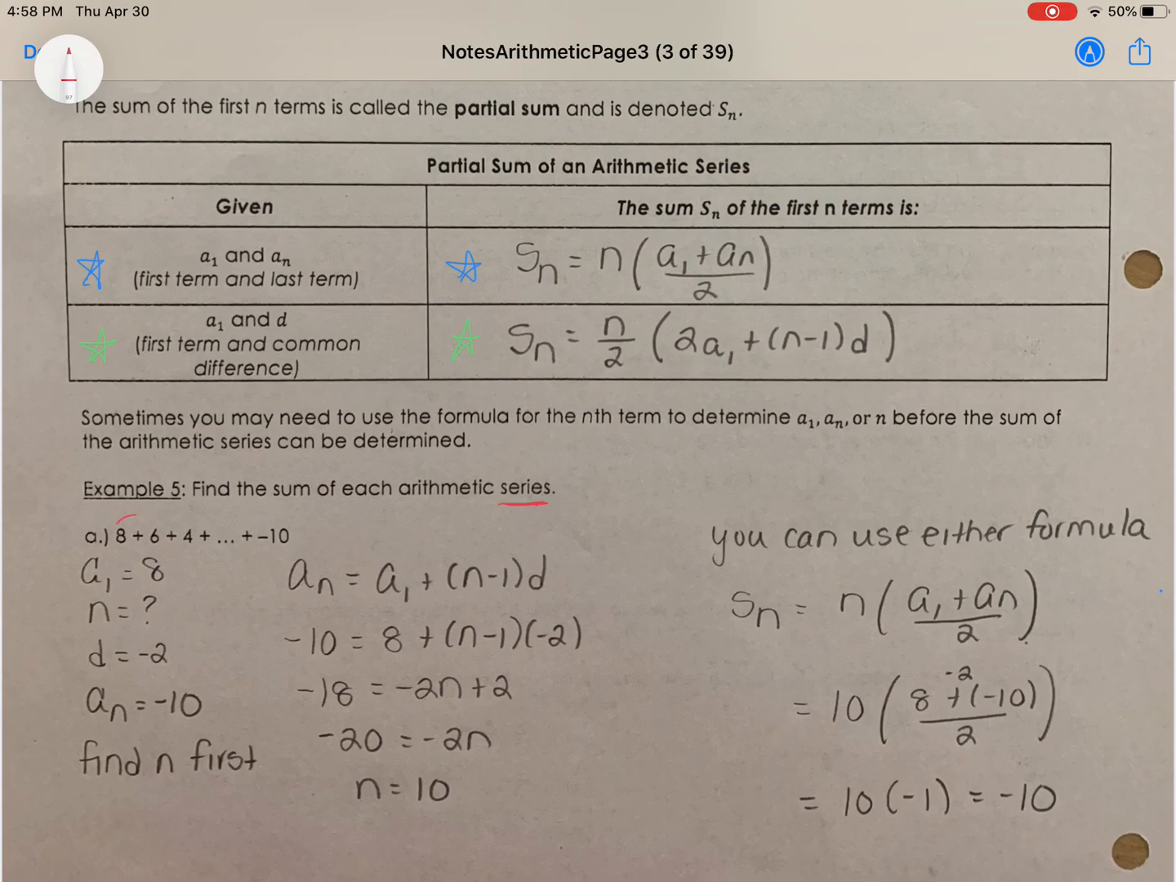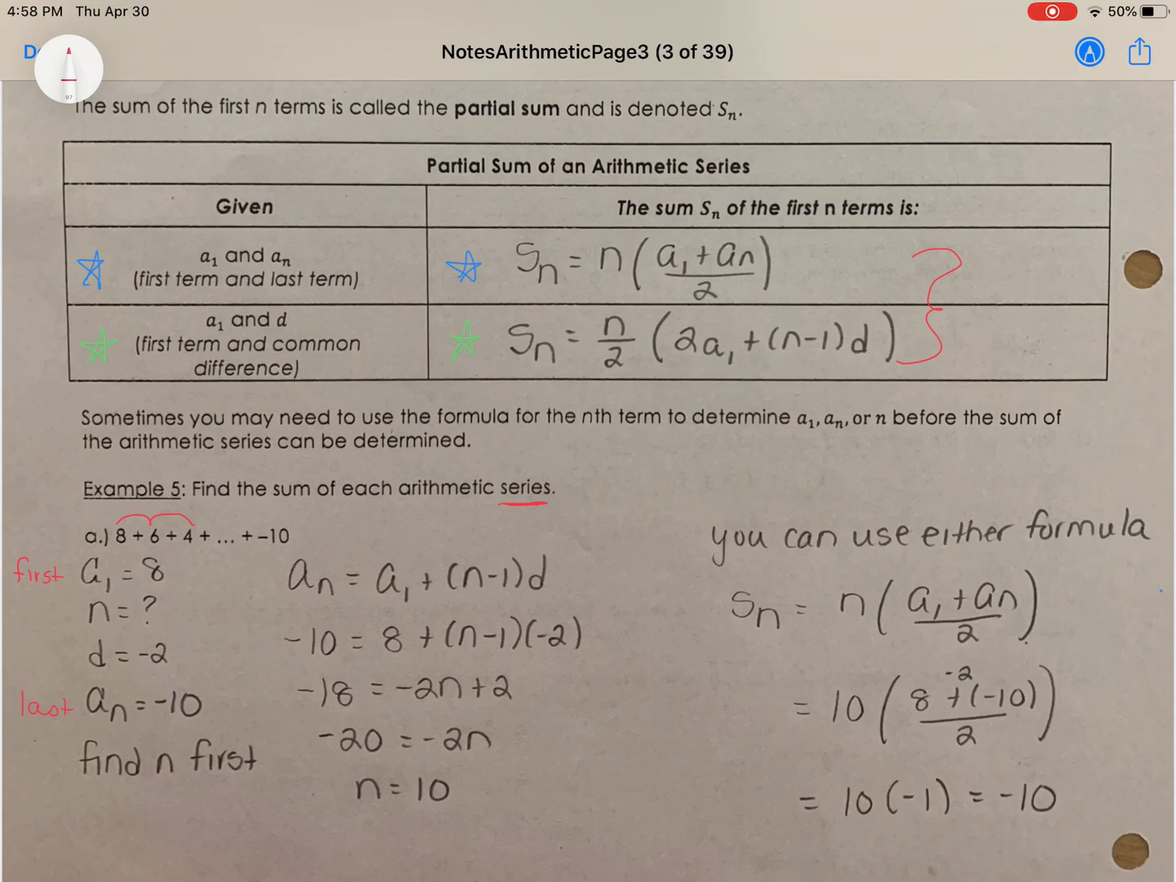The difference now is you don't see commas, you see addition signs. That is what makes it a series. So let's identify what we have. First term is 8. N, we don't know how many terms we have. If I go from 8 to 6 to 4, I'm taking 2 away each time, which means my common difference, or D value, is negative 2. And I know that my nth term is negative 10. That's the last term that I have.